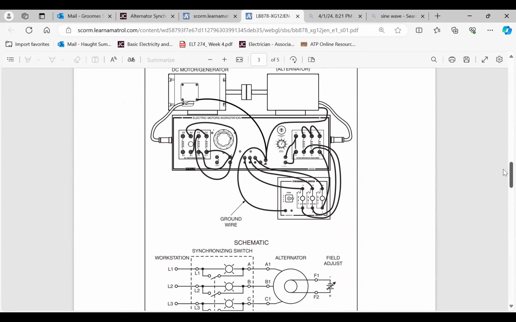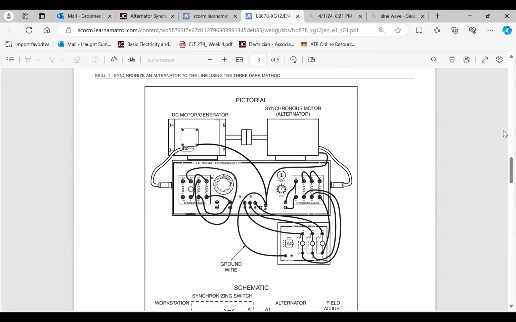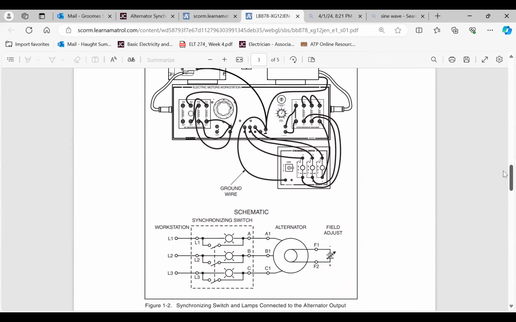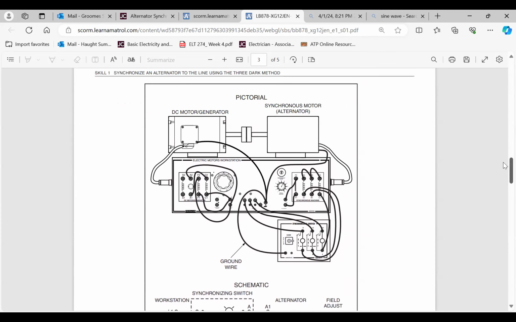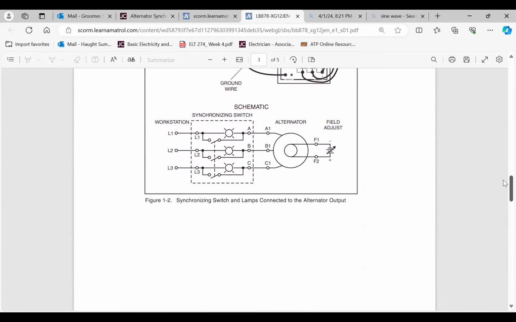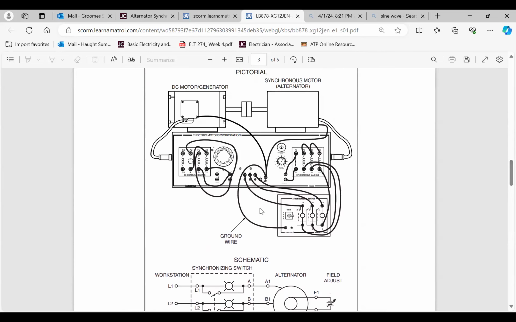And it is nice that a lot of times they'll give you both a pictorial diagram and a schematic diagram. The difference is a pictorial diagram is just the picture, a general overview. A schematic is more detailed. You can see that the schematic itself is a little bit more detailed. It's giving you the exact wires and setups, and then it shows you this here is a switch. This is the lamp. Since this is the 3 lamp synchronization method, there's three lamps. But I think the pictorial is easier to follow. You can see exactly where all these wires are going.